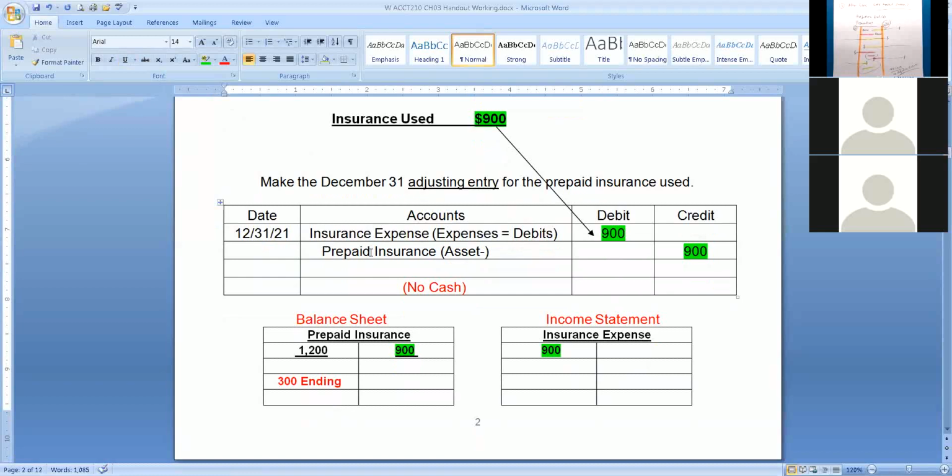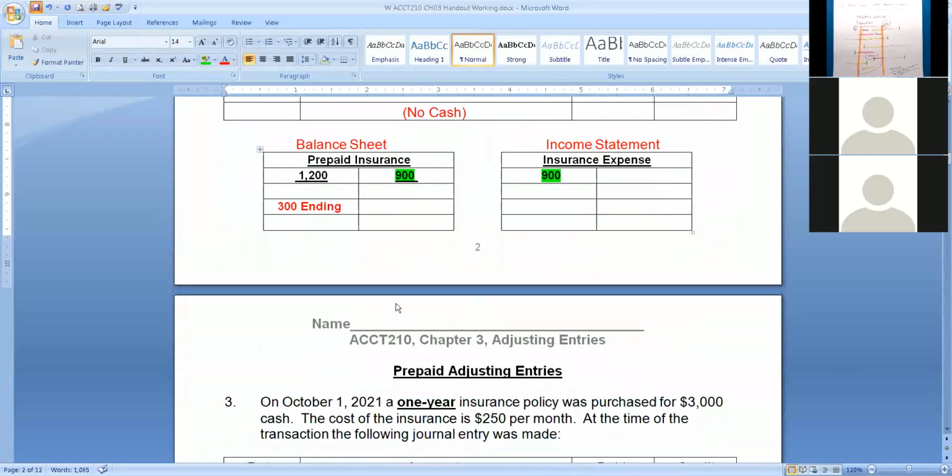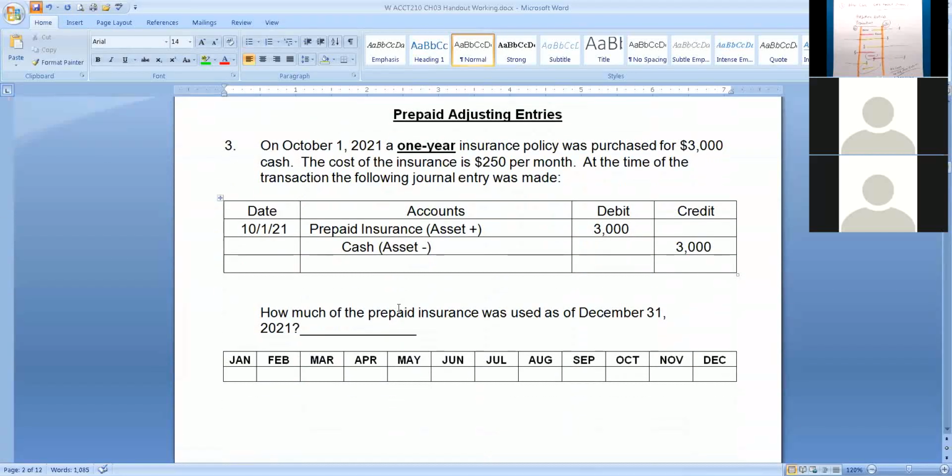So in the adjusting entries, you're not going to have any cash. Okay. Let's go to page 3. Page 3 is similar.